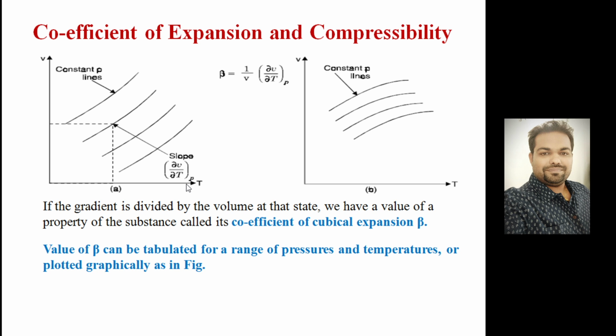This is the slope. If you reverse the ordinate, with temperature on one axis and volume on the other, if your axes get changed, this isobaric line will behave like this, right?